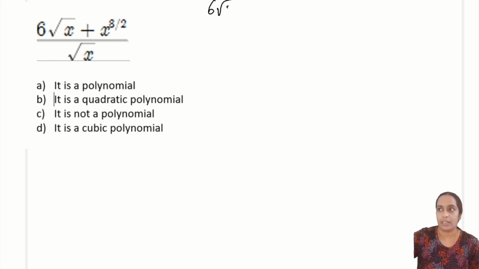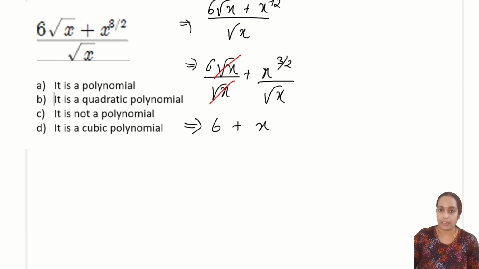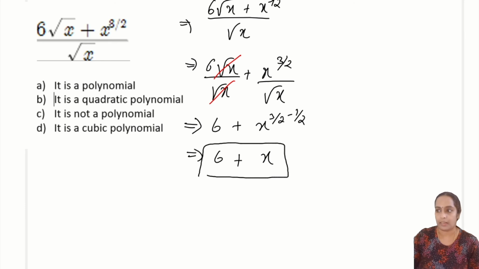So I have 6 root x plus x power 3 by 2, divided by root x. Let me split this. So I have 6 root x divided by root x plus x power 3 by 2 divided by root x. Here root x and root x get cancelled. So I have 6 plus x power 3 by 2, and in the denominator I have root x, which is x power half. According to the laws of exponents, I can do x power 3 by 2 minus 1 by 2. So I have 6 plus x power 2 by 2, so it's x again. After simplifying the given expression, I get 6 plus x.